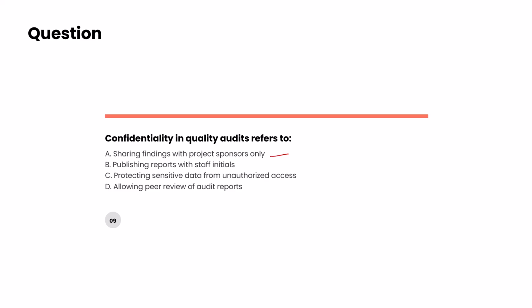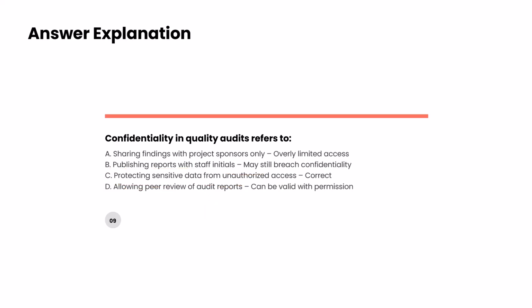Publish a report with the staff initials. I don't see anything wrong with that. Protect sensitive data from unauthorized access. That's what confidentiality means. Sensitive data should be protected from unauthorized access. So basically, I will go with this, but before that, I need to look at option D, which is allow peer review for audit reports. That's not related to confidentiality. So option C is the correct answer. And that's what you see here.